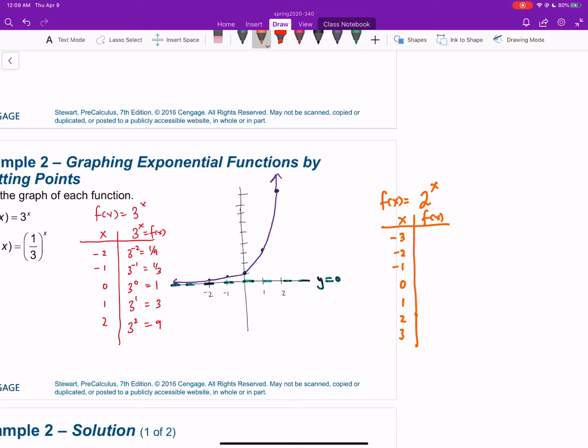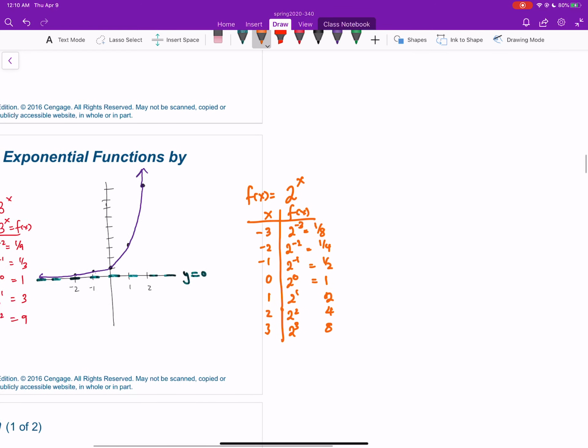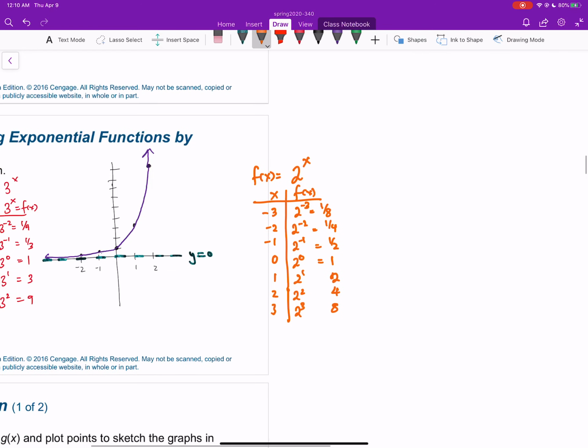So I end up getting 2 to the -3, which is 1/8. 2 to the -2, that is 1/4. 2 to the -1, which is 1/2. 2 to the 0, which is 1. 2 to the 1, which is 2. 2 to the 2, which is 4. And 2 to the 3, which is 8. So I can actually plot this, and let's see what happens.